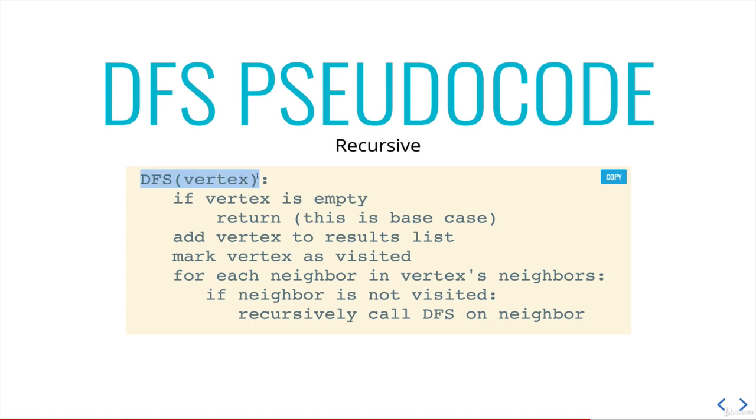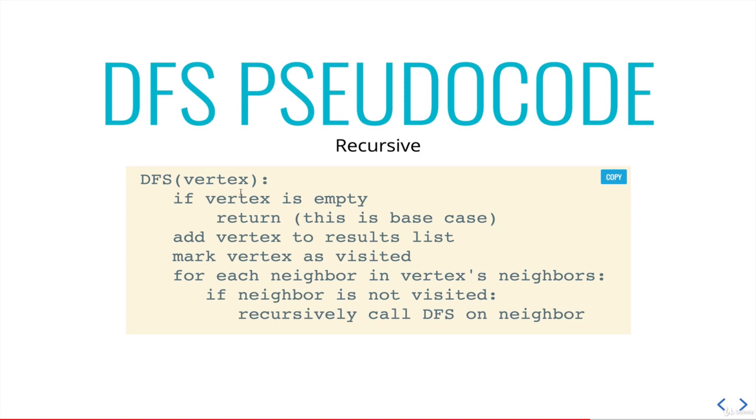So define your function, your method, DFS, or you might want to call it DFS Recursive, so that you could do both iterative and recursive. And it takes a vertex to start from. There is no automatic inherent start point like a tree. So let's say you would pass in A.